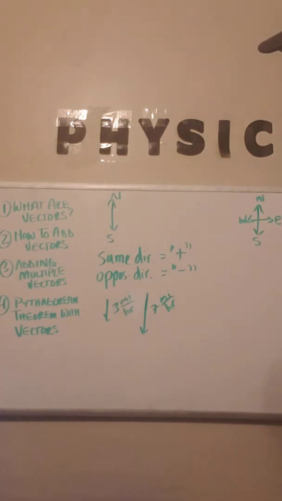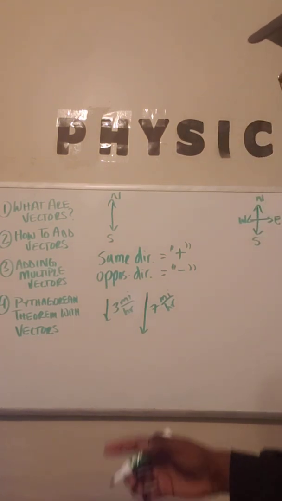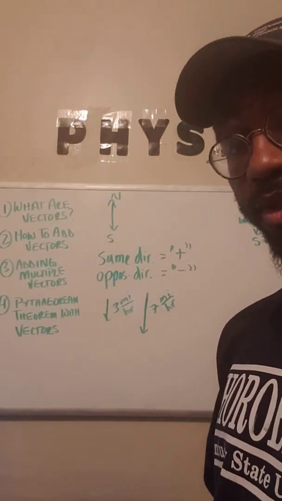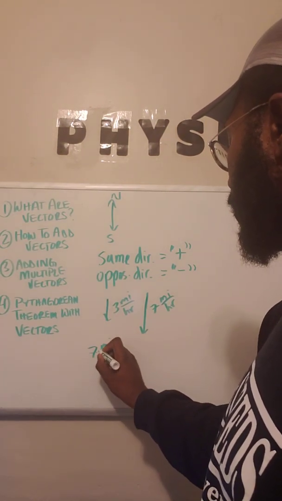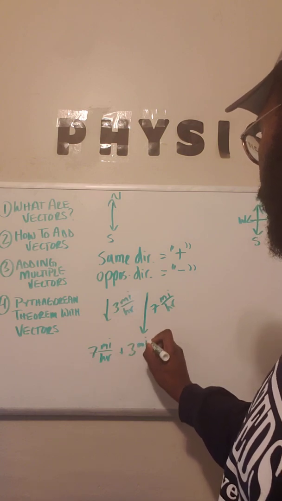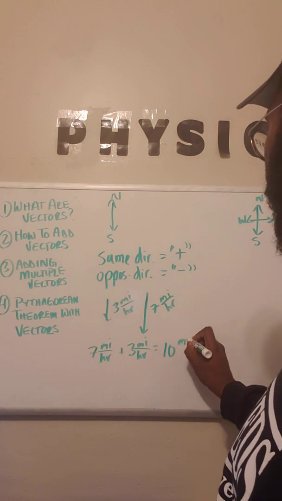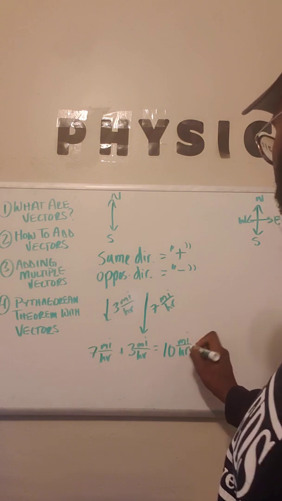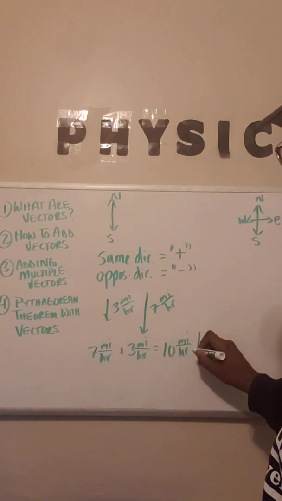Okay? Because both of these vectors are in the same direction, we know we're going to add them. You can always start with the larger vector though. So we put 7 miles per hour plus 3 miles per hour. And that's going to give us 10 miles per hour. And again, the direction of the larger vector is going to be the final direction.